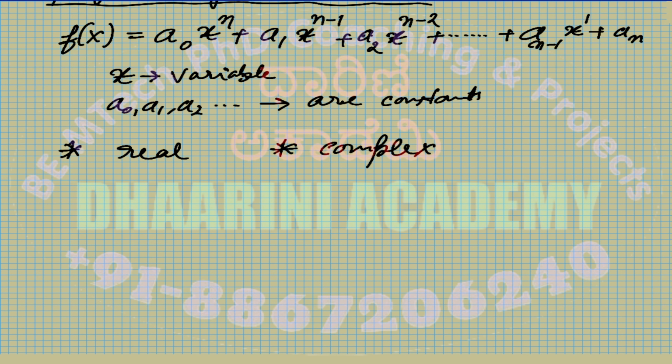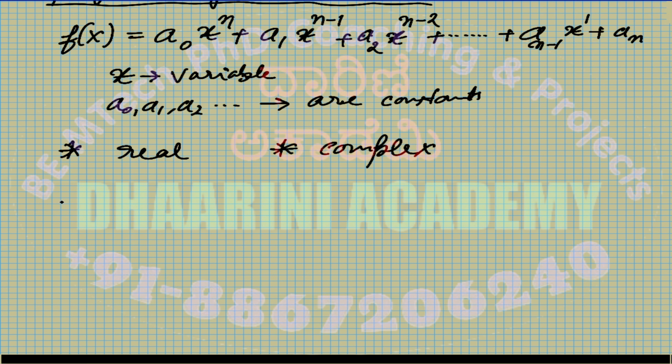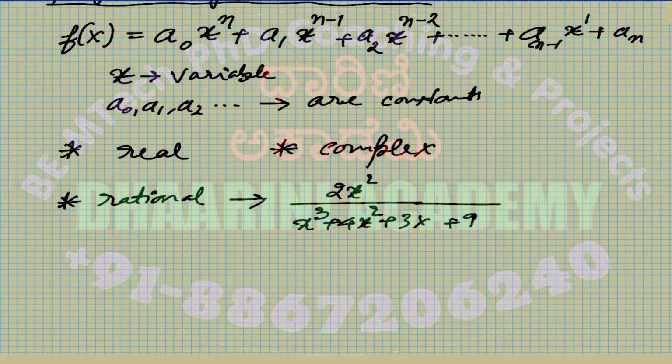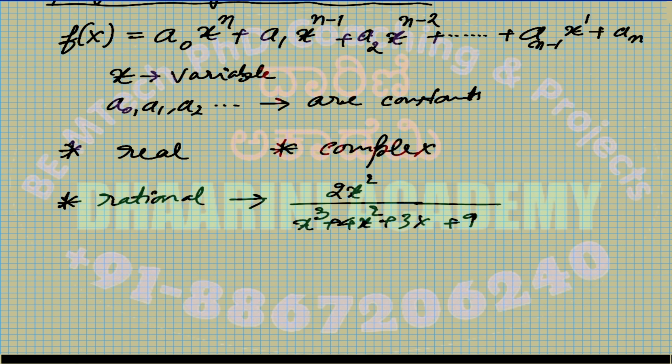Then you can have a third type. This is called the rational. For rational, I can give an example such as 2x square divided by x cube plus 4x square plus 3x plus 9. So it is a rational, with a numerator and denominator. If we get such polynomials where you have a numerator polynomial and a denominator polynomial, we are going to call them rational polynomials.